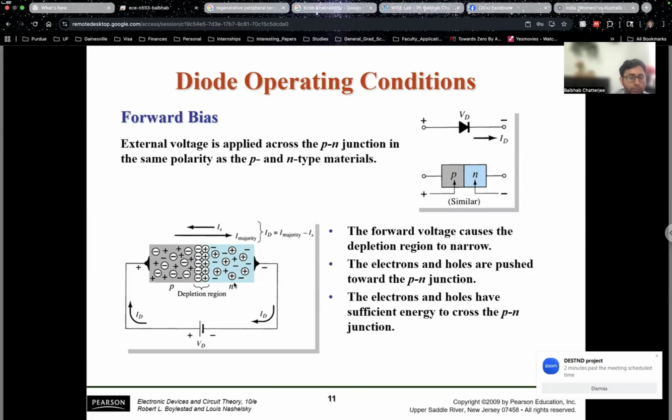So holes will be the majority carrier for the p-type material, and electrons will be the majority carrier for the n-type material. But holes are the minority carriers for the n-type material, and electrons are the minority carriers for the p-type material. And very easily, you can remember it because P means positive, holes are positive. So holes are the majority carriers for P. N means negative, electrons are negatively charged. So electrons are the majority carriers for n-type material.